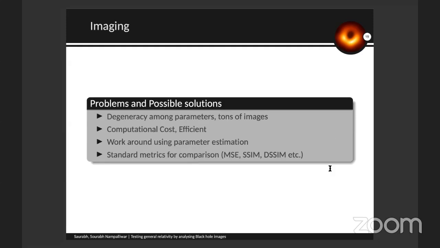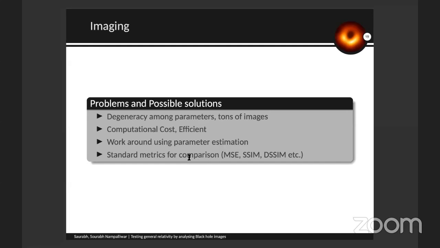Some of the problems that we are facing are degeneracy among parameters, which means that for multiple values we might get similar images. It's not just the no-hair theorem, because here we have multiple parameters, which we call deformation parameters, and that is causing degeneracy among parameters. Computational cost is also a problem, it takes a lot of time to simulate those images, so we try to work around it using parameter estimation with Bayesian analysis. That's one of the solutions for our work.